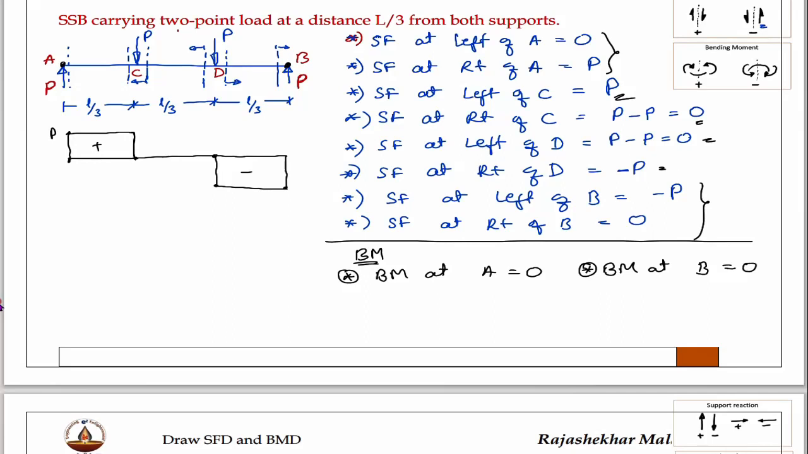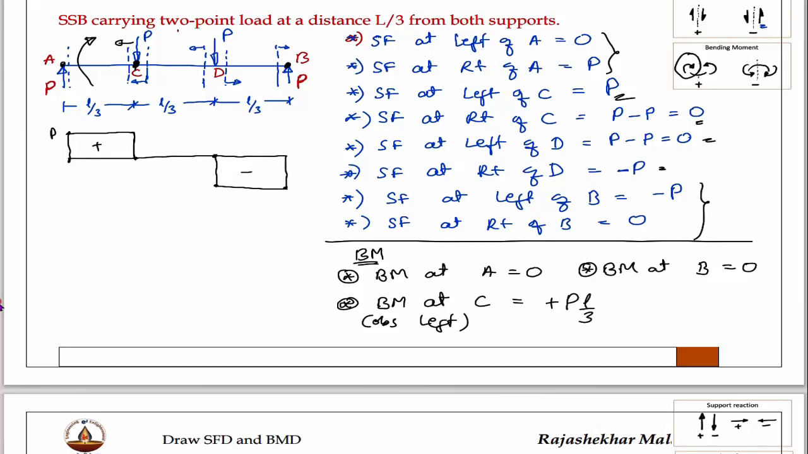Now I'll come to C point. Bending moment at C means this point. Then I will make observations on the left side. When I observe the left side, this one force P is causing moment with the distance L by 3, PL by 3, and this direction resembles this, therefore it is positive, PL by 3.